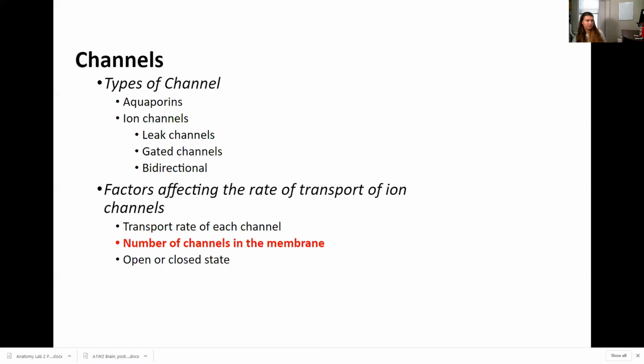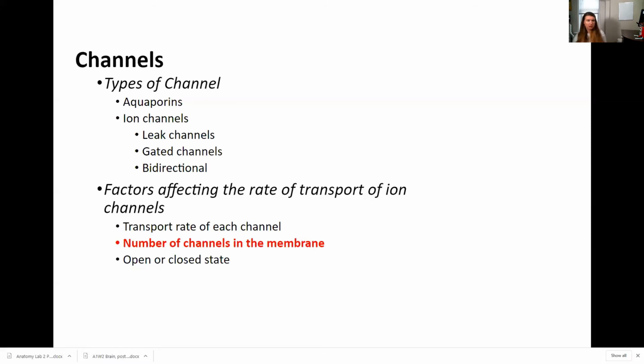There are factors that affect the transport through ion channels, just like there were factors that affected our rate of simple diffusion and that affected our rate of transport through our carrier proteins. So one is the transport rate of the channel. So basically how fast molecules can get through that channel might depend on their size, various properties of that protein, but each channel will have its own base rate at which it functions, how fast it can get a molecule across.